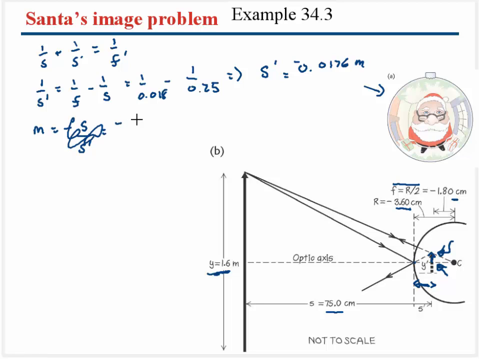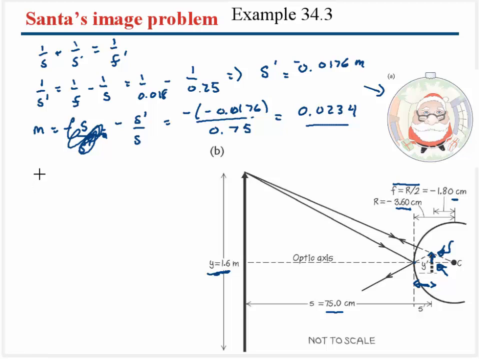It's going to be negative image distance divided by object distance. So that's going to be negative 0.10176 divided by 0.75. The magnification is going to be quite small. It's going to be positive 0.00234. Again, no units.